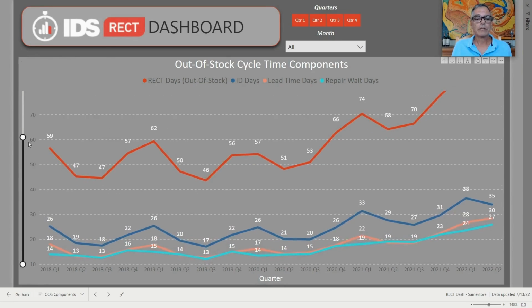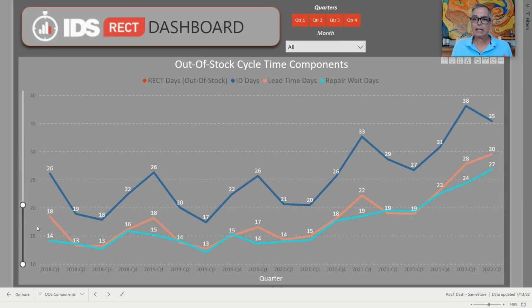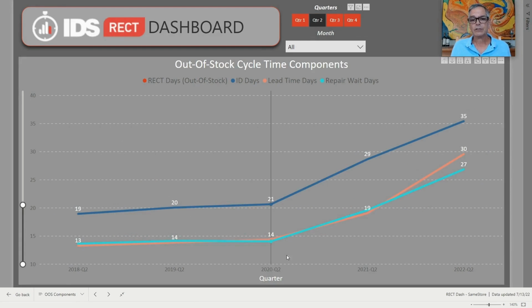If we drill this down where we can see those individual components, we can see the dark blue line is ID days, again, how long it took to identify all the parts needed for the repair, and that's crept up quite a bit. The orange line, lead time days, how long it takes for all of the parts needed for the repair to come in, all of them, not just one part, but all the parts. And repair wait days, how long after that last part was received did it take to repair the vehicle. And as you can see, those are all creeping up significantly, starting in Q3-ish of 2020. And it's almost doubled. Every one of them has almost doubled over the last 18 months or so.